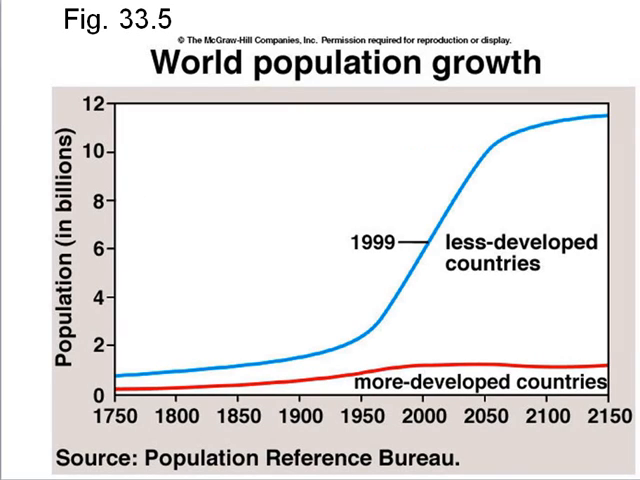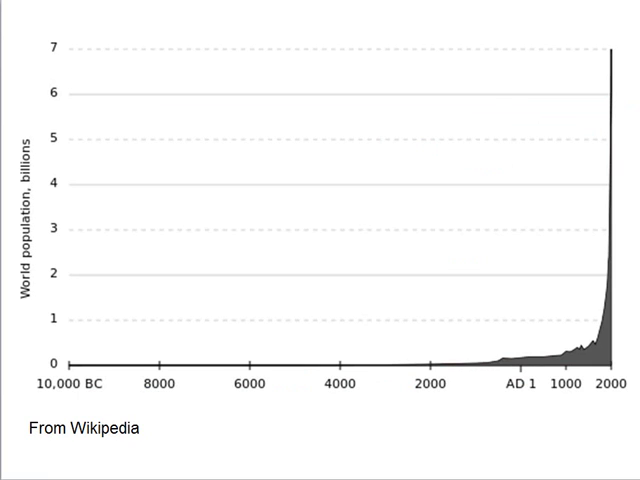This graph illustrates that there's a big difference in growth rates between the richer, more developed, and the poorer, lesser developed countries. The author of this graph predicted that our population wouldn't start to level off until about 2050. Perhaps even more dramatic, this graph I found on Wikipedia shows what has happened to the human population during the last 12,000 years. It wasn't until relatively recently that our population went zooming upwards.